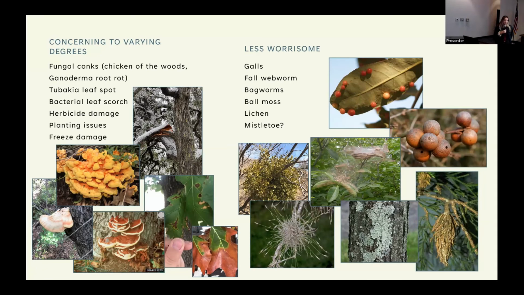Planting issues. So again, that could be a whole other talk, but not planting a tree in the right place, planting it too deep, not watering it enough, girdling roots, all those sorts of things. And then freeze damage, of course. So just major limbs breaking, those areas being open to infection, all those sorts of things with freeze. Anyone have a good freeze damage story?